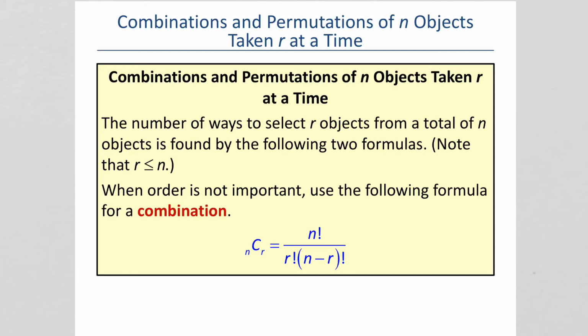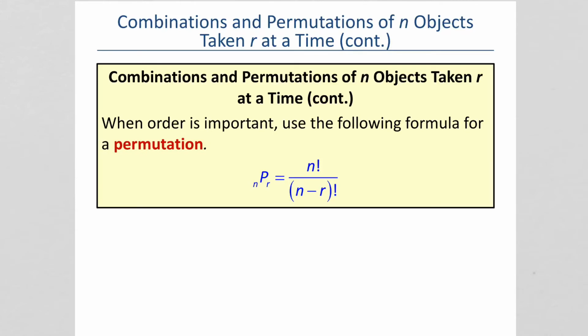The number of ways to select R objects from a total of N objects is found by the following 2 formulas. When order is not important, you use a combination, nCr. What does that mean? Well, a total of N objects and you're wanting to select R. So that would be your total factorial over the number you want to select factorial times the total minus the number you want to select factorial.